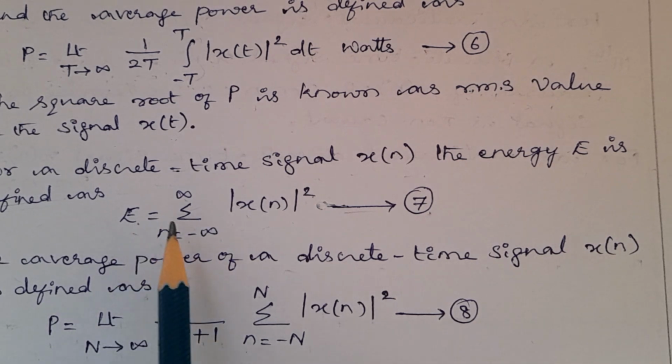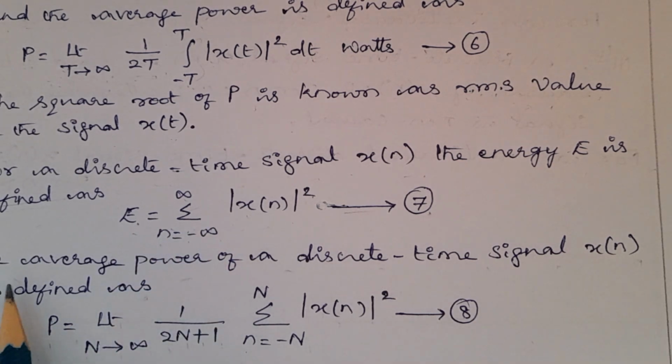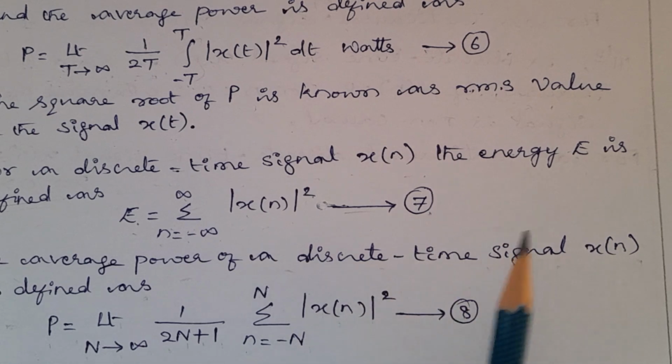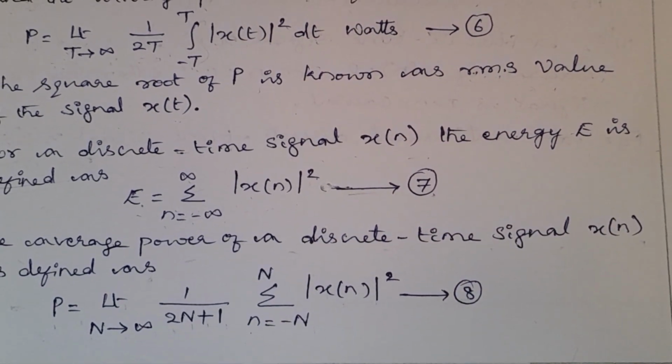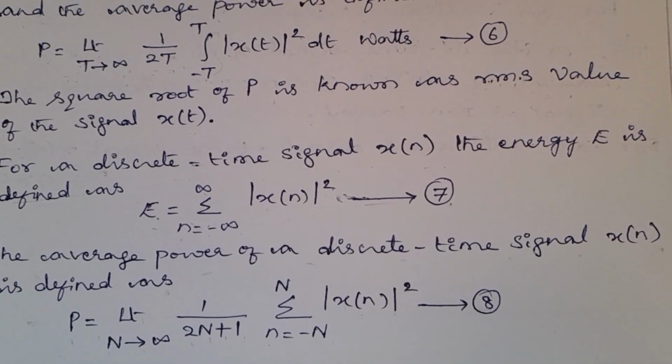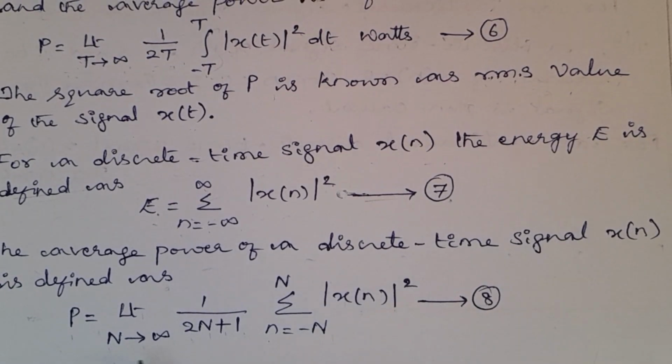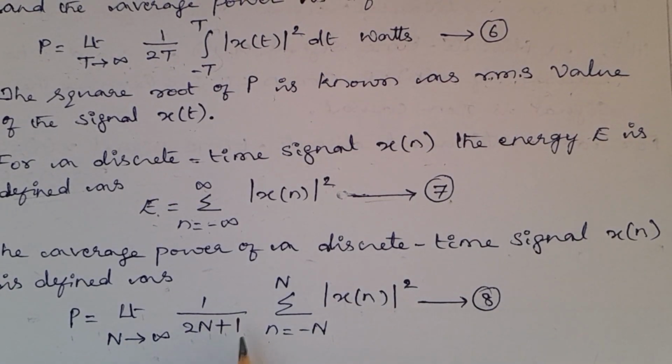The average power of a discrete time signal x of n is defined as power P equal to limit n tends to infinity 1 upon 2n plus 1 summation of n equal to minus n to n mod of x of n whole square. Call it as equation number 8.